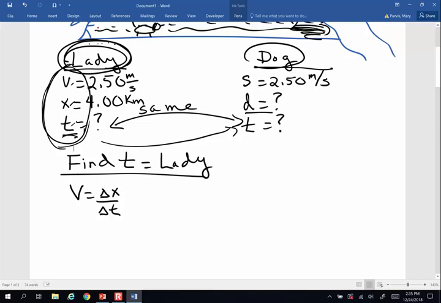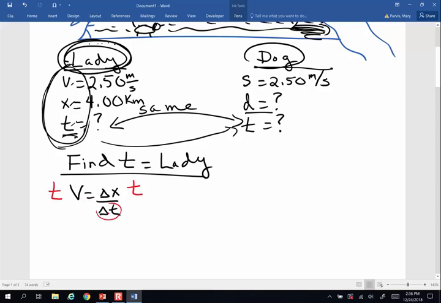I'm going to change ink colors, so hopefully you can follow me. If I want time to actually be on the top, first thing I'm going to do is multiply both sides by time. Algebraically, if you do the same thing on both sides of an equation, it does not change the value of the equality.